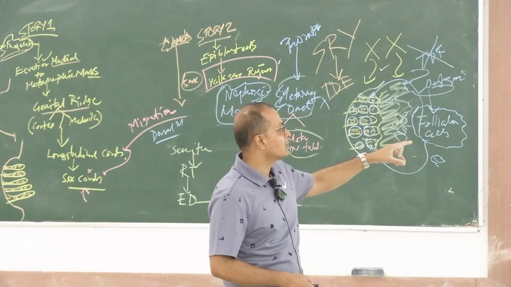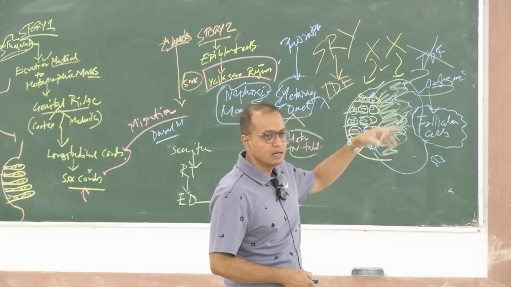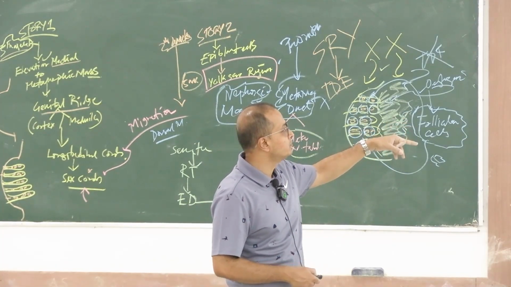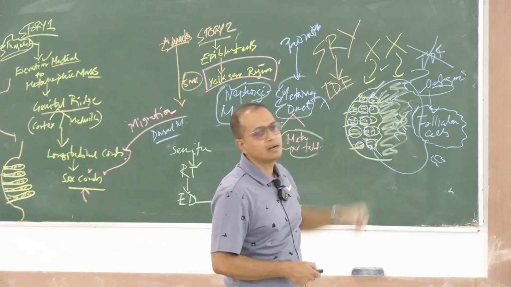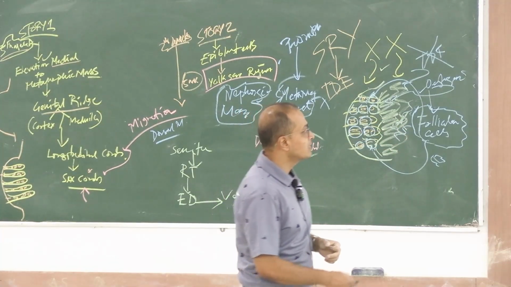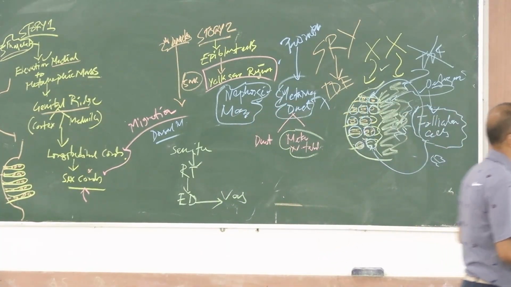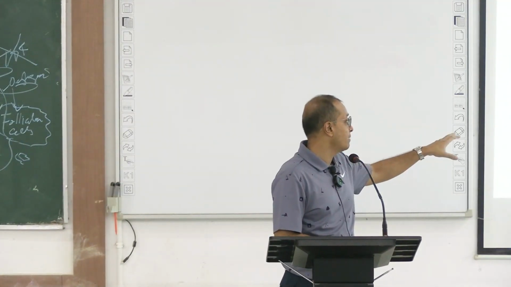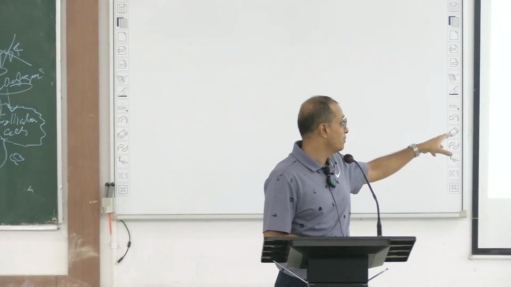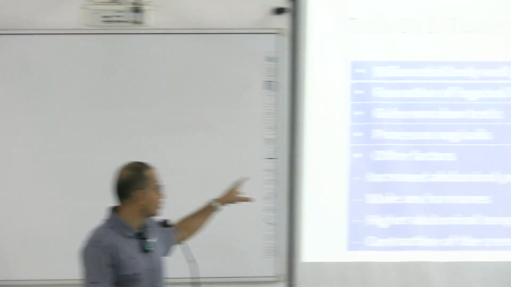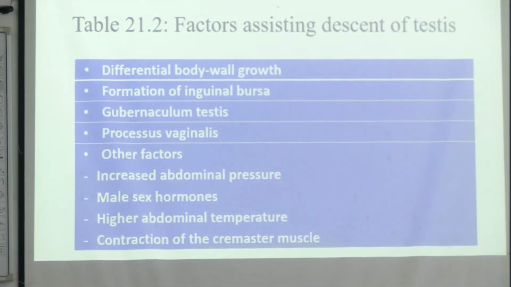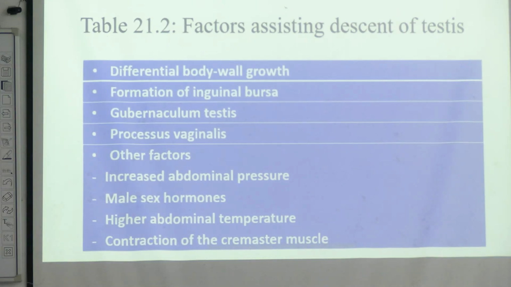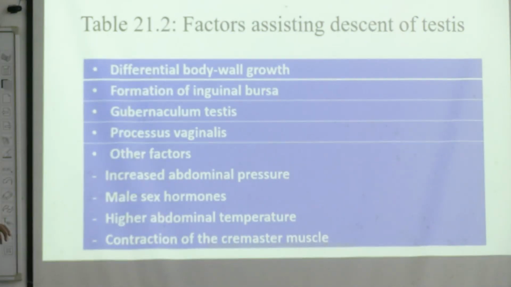Finally, we have factors like male sex hormones and increased abdominal pressure, which push the testicle out. So there are factors helping push the testicles out of the abdominal cavity through a series of things: body wall growth, inguinal bursa, the pull of the processus vaginalis, and the cremasteric muscle movement, to this particular scrotal sac.